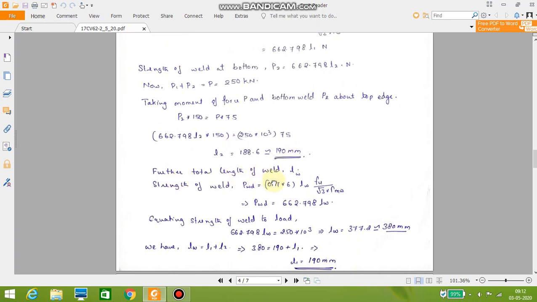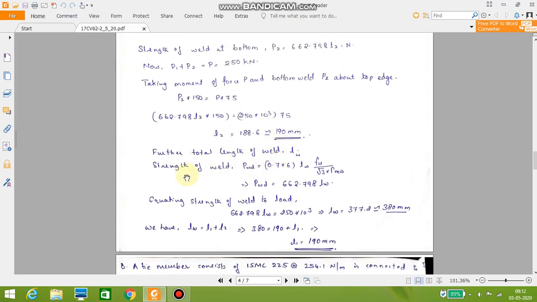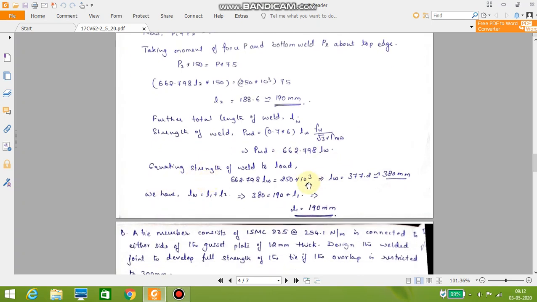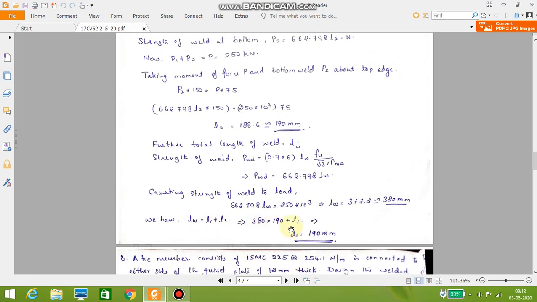Further, the total length of the weld is given by Lw. Therefore, strength of the weld for total length, Pwd equal to 0.7 into 6 into Lw into Fu by root 3 gamma mw, works out to be 662.798 Lw. Equating the strength of the weld to the load, that is 250 kilonewton, we get Lw equal to 377, rounded off to 380 mm. Now, total length of the weld equal to L1 plus L2, which is nothing but 380 equal to 190 plus 190. Length of the weld at the top equal to 190 mm and at the bottom is also equal to 190 mm.